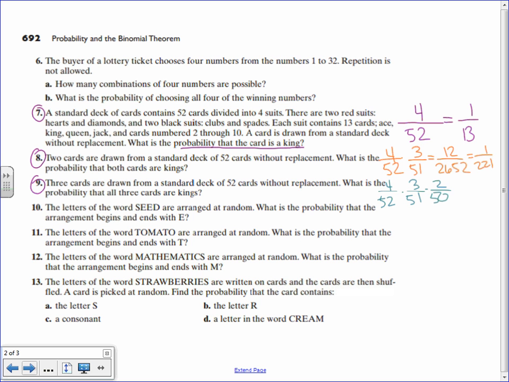So we've got 4 times 3 times 2, which is 24. And then I've got 52 times 51 times 50. This is going to be a big one. That is 132,600. Woo! And if we simplify that, we get 1 over 5,525. All right, but really not too bad.